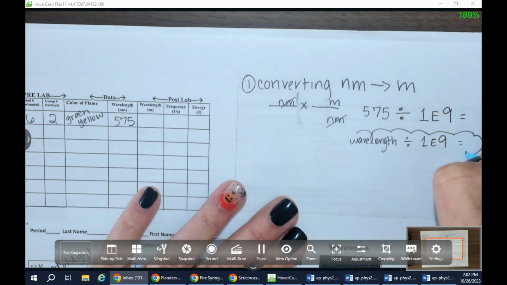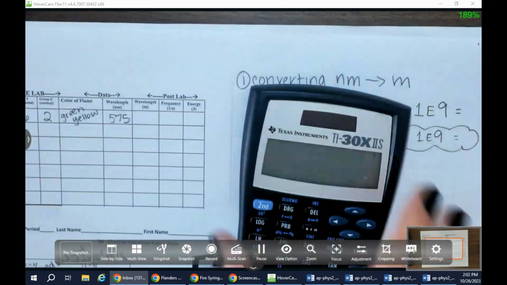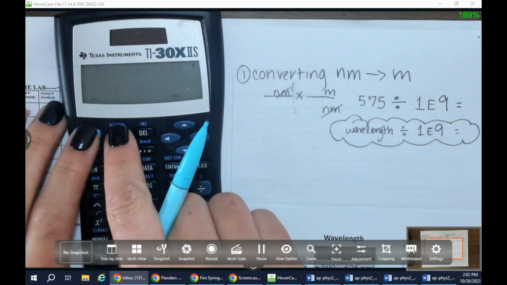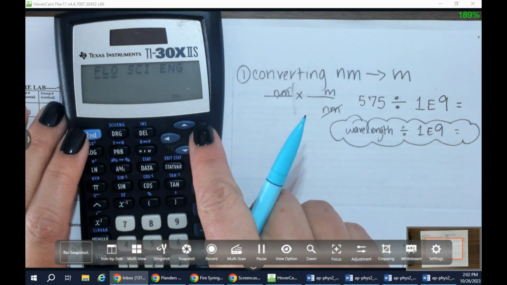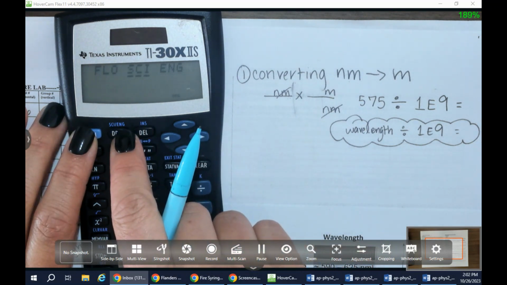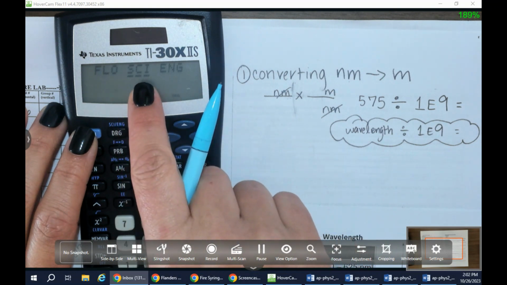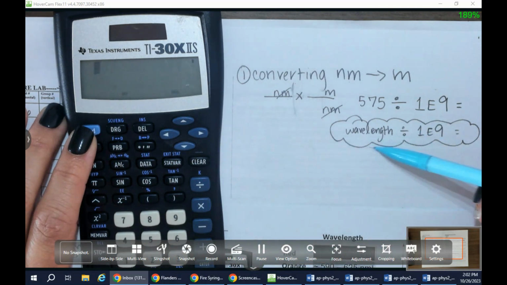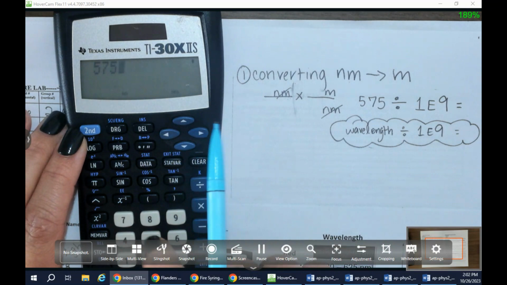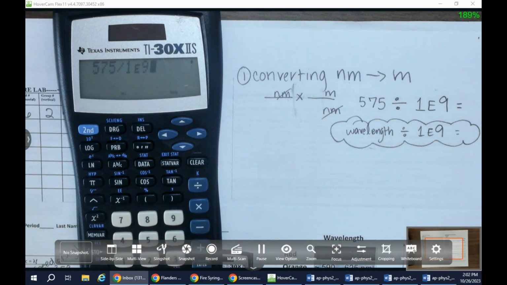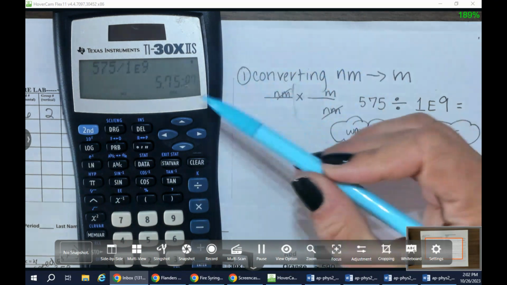Sorry, back to your calculator real quick. Let's put it back into scientific. So second DRG, you want your answer to show up as scientific, otherwise you'll have a lot of zeros. We don't have a lot of room on our table. So second DRG, put it under Sci, push enter, and now we're in scientific. I'm going to take my wavelength, 575, and divide it by that 1E9. I push enter, and now I have this answer.